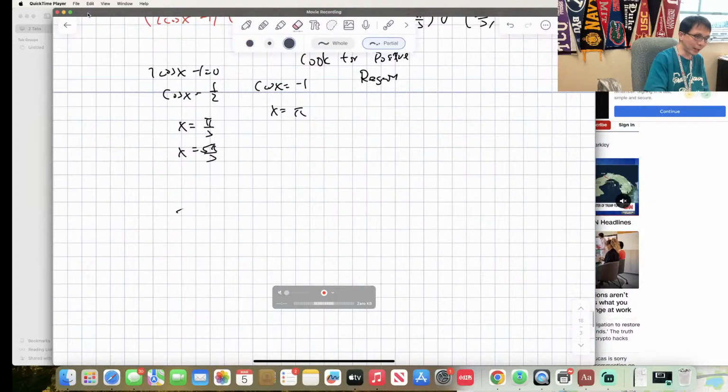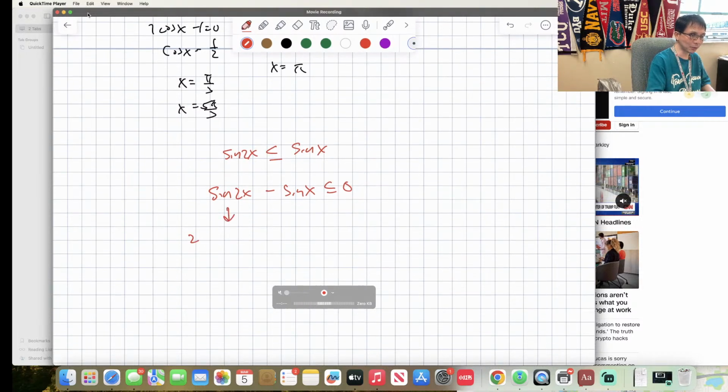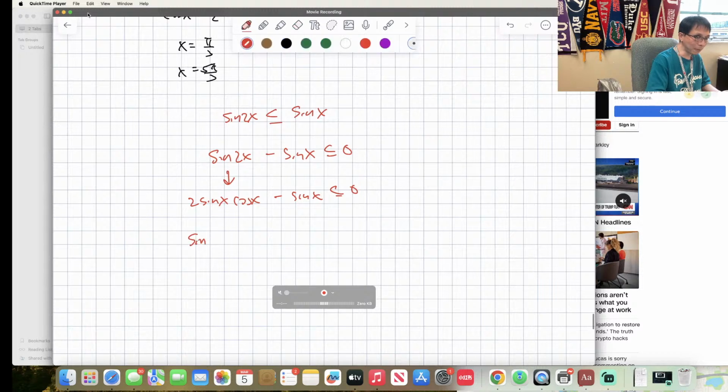Now, sine of 2x, what's the next one? Sine of 2x less than or equal to sine of x? Okay, so first of all, sine of 2x minus sine of x is less than 0. You should recognize that this is 2 sine of x cosine of x minus sine of x, less than 0. How many of you guys recognize that? Good. So that's the double angle identity. Then you can factor this now.